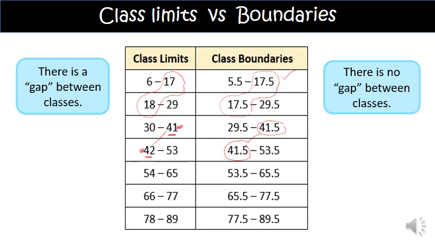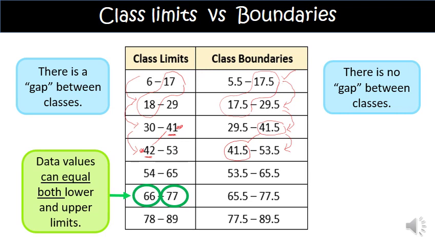Now something to note though, with class limits, you go up by 12, 12, 12 each time. Notice here, if you're looking at the boundaries, it's up by 12, 12, 12. So the same pattern happens.